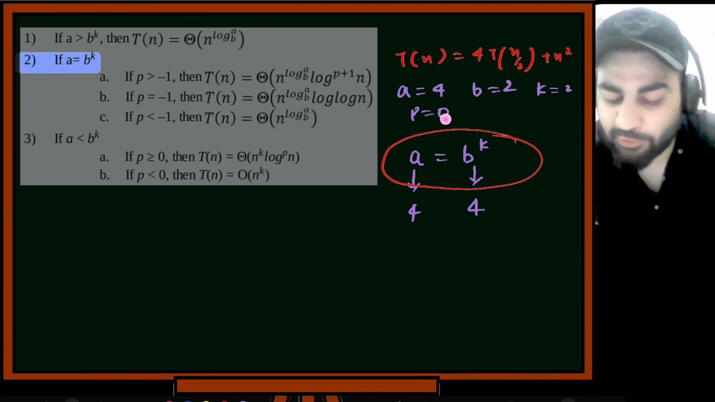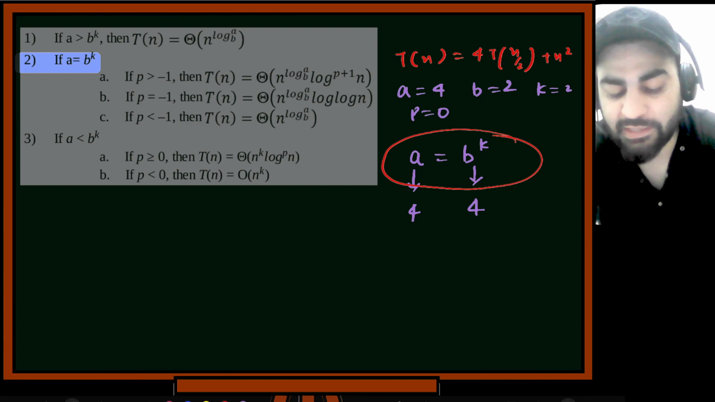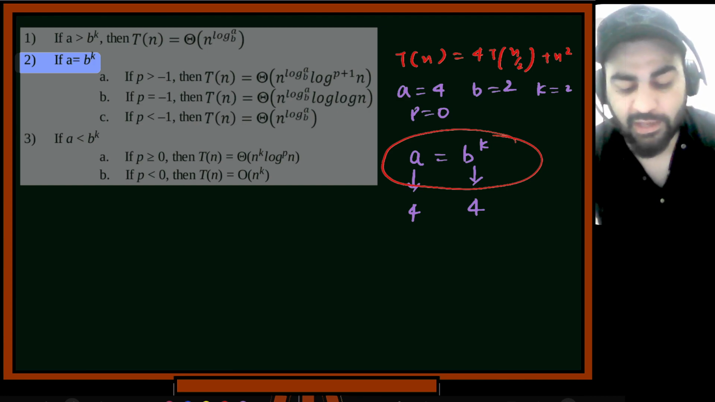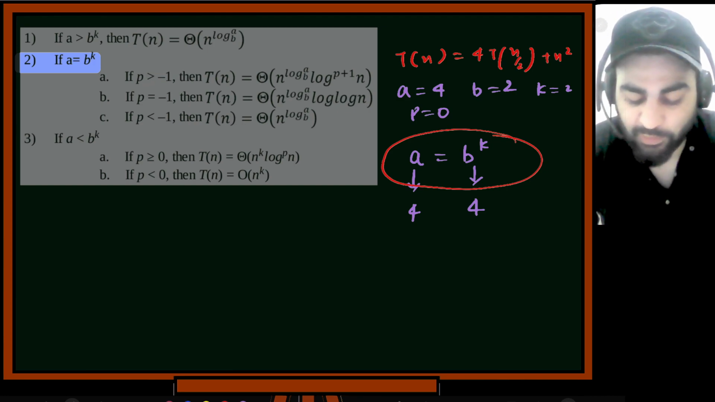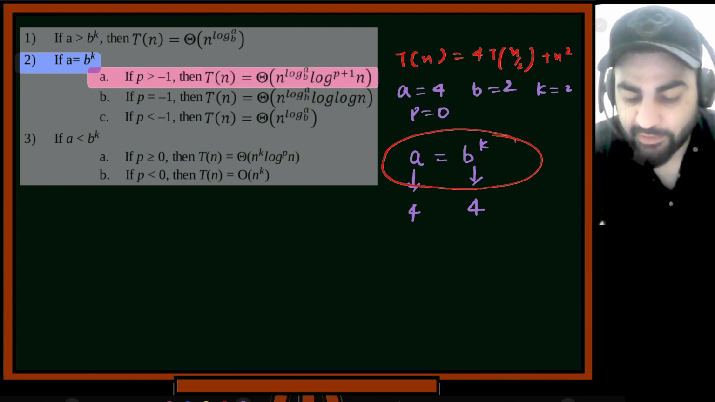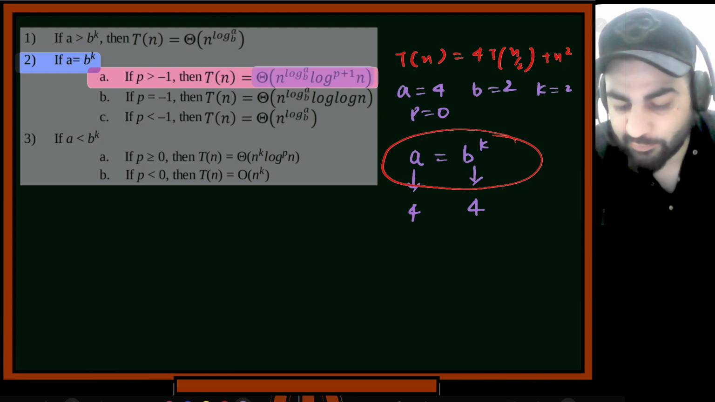Now we'll check for the p. If p is greater than -1, we'll check this. If p is equal to -1, we'll say this. If p is less than -1, we'll see this. Here p is equal to 0. Okay, that means p is greater than -1. So we'll check this case. This case will be followed. So the answer will be this. This is the answer that we'll have.